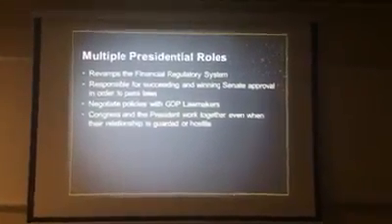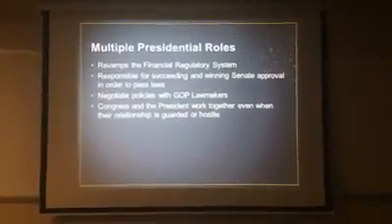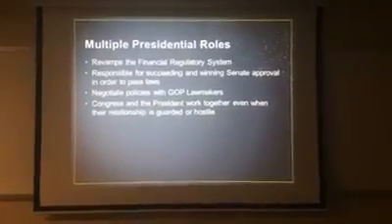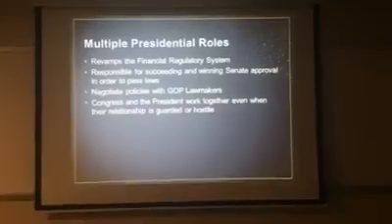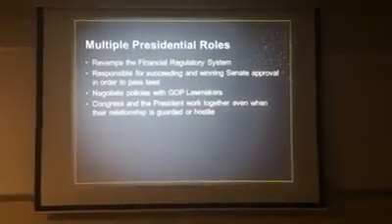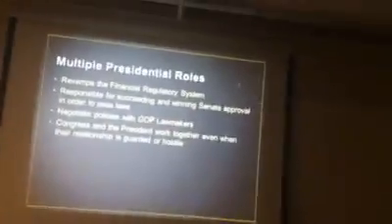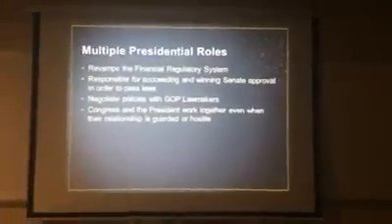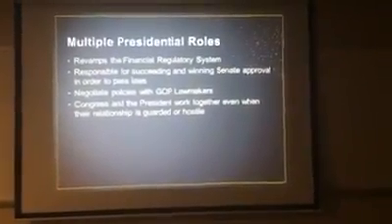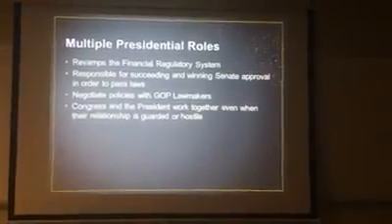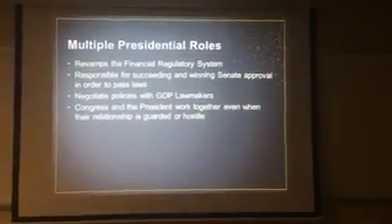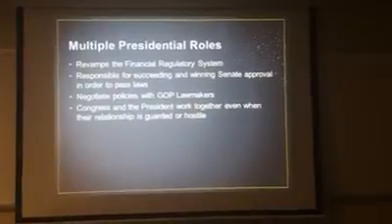Basically, we grouped it down to revamp the financial regulatory system, responsible for winning Senate approval in order to pass laws, negotiate policies with GOP lawmakers, and Congress and the President work together even when the relationship is guarded or hostile. Basically, even though they might not have the best relationship, they still have to work together in order to pass laws to further help this country succeed.